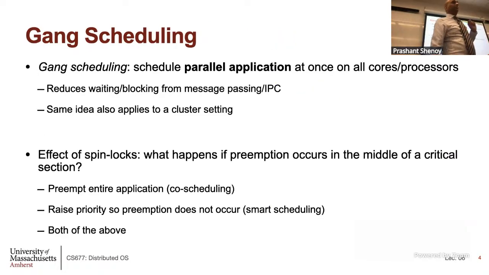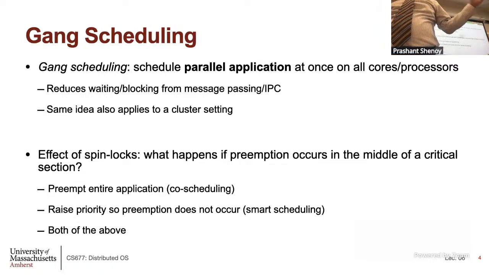So I'm going to talk about one specific policy, which is called gang scheduling. Okay? Gang scheduling algorithms are used for parallel applications. This is an application with many threads or many processes that are running on the same machine. We haven't yet gone across machines. We have not started talking about distributed scheduling. We are talking about more than one processor or core on the same machine.